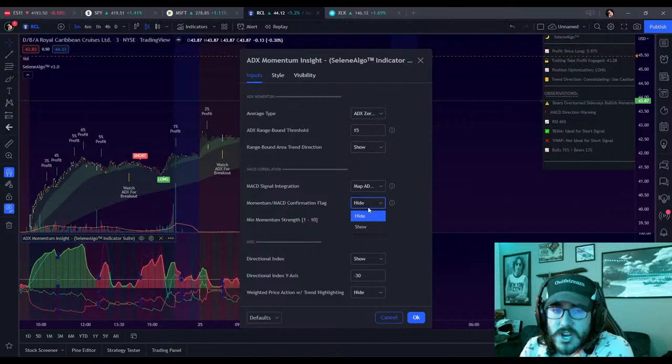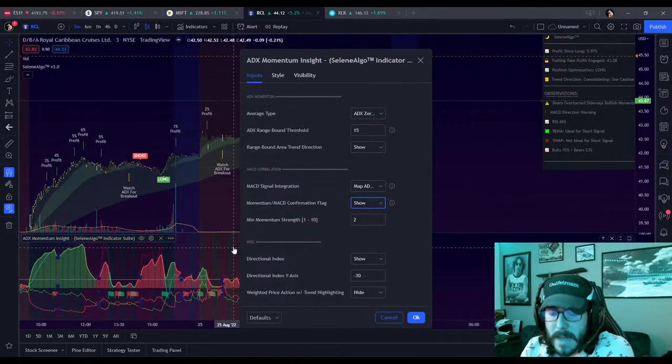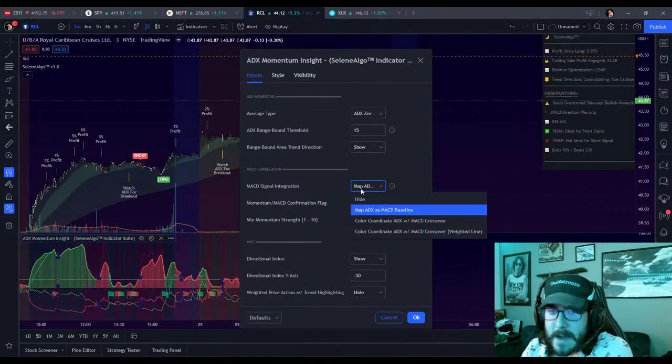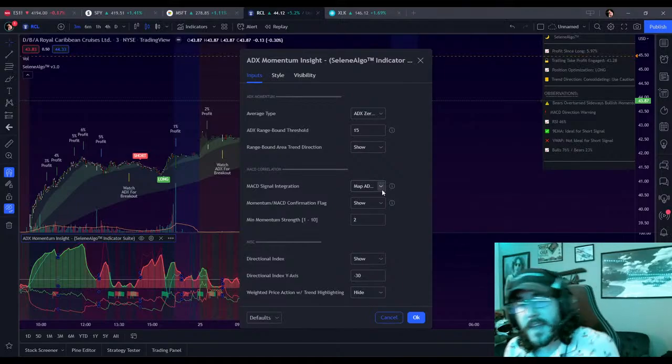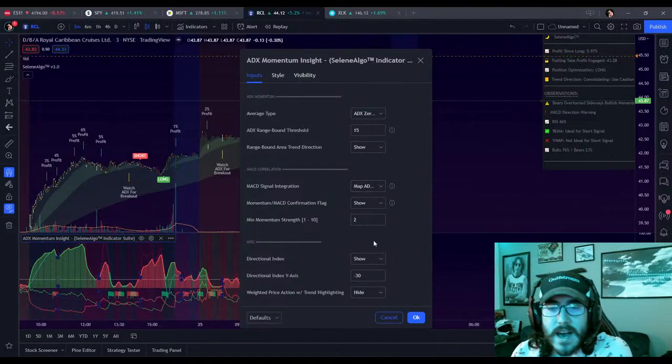For my ADX settings, I show the confirmation flags, which is going to show me whenever our MACD is crossing bullish or bearish. You can also map the ADX with MACD, whether it's with the crossover or crossover with a weighted line. I just leave it on basic default. That's more advanced stuff, and if you are wanting that feature, it's there. If not, like me, I don't use it.